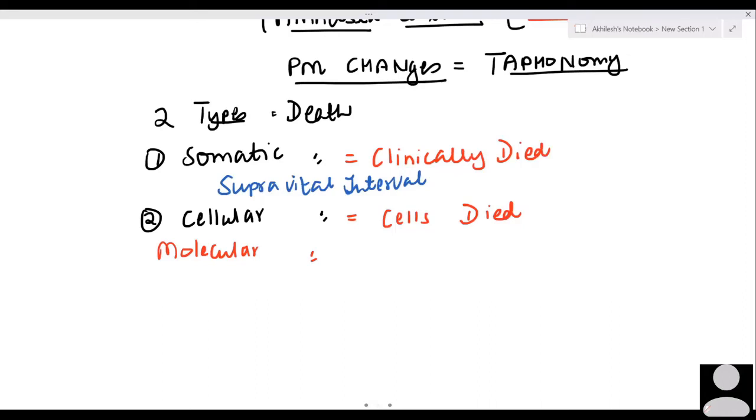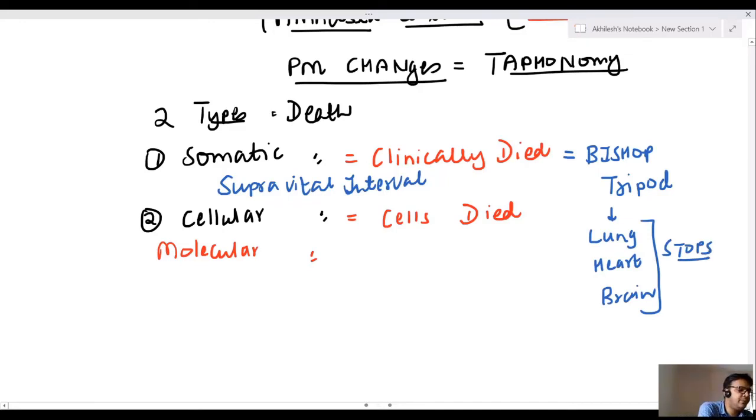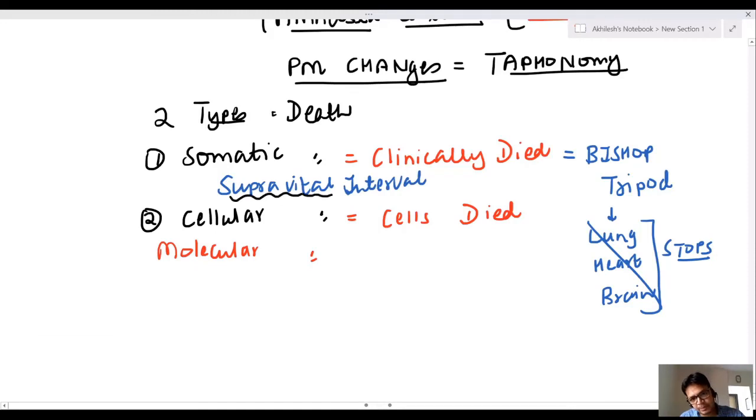Supravital interval. Now, observe, what is clinical death? We have a tripod, known as the Bishop tripod. What is the Bishop tripod? If your lung, heart, and brain stop, this tripod is known as the Bishop tripod. Then you are somatically dead. Between somatic and cellular death, you have a time interval. This is known as the supravital interval.